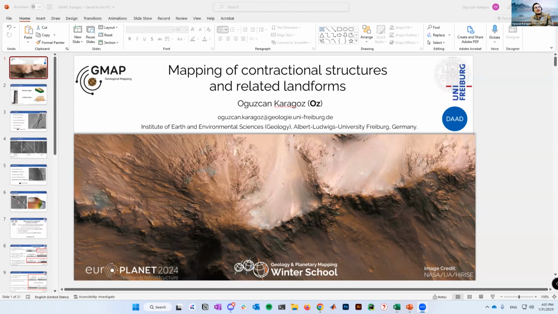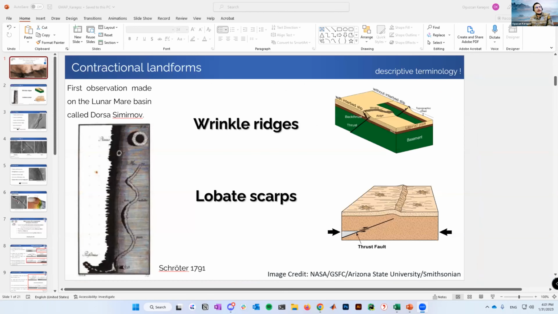Today, I would like to talk about the mapping of contractional structures and a little bit related landforms. Due to the time limit, let's start quickly. What are these contractional landforms? We can mainly know them as a result of compressional stress, and the main types of them are wrinkle ridges and lobate scarps.